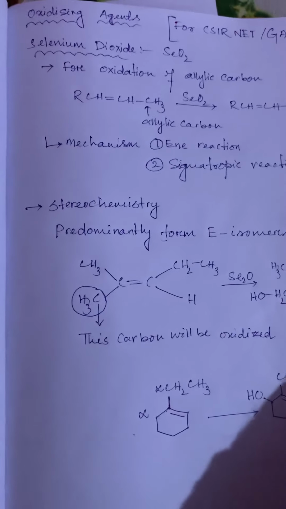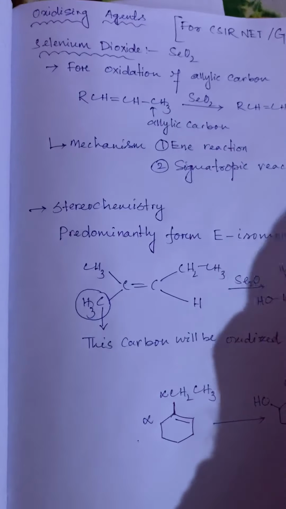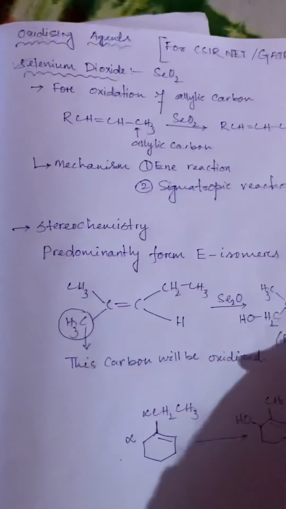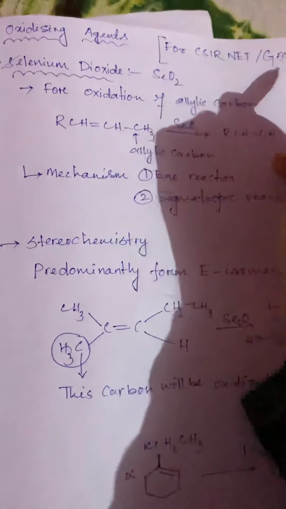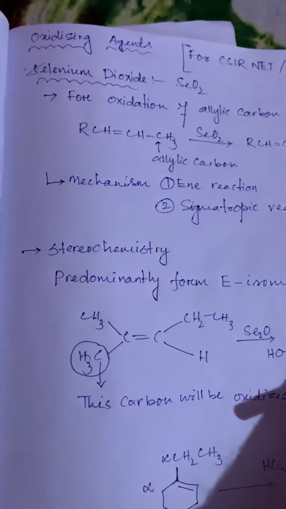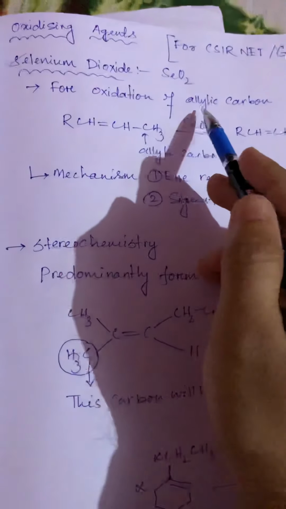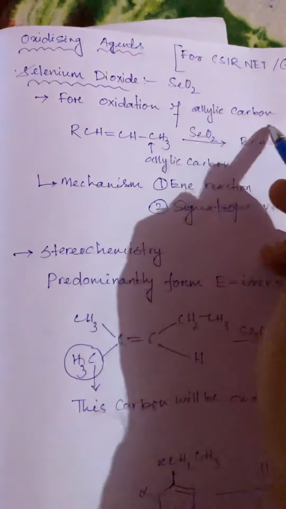Today we are going to discuss a very important oxidizing agent, that is selenium dioxide. This is very important for CSIR NET and GATE entrance. Selenium dioxide, SeO2, is used to oxidize allylic carbon.